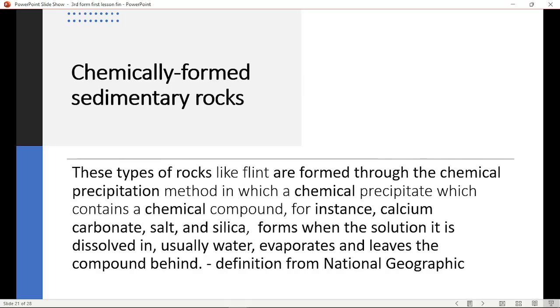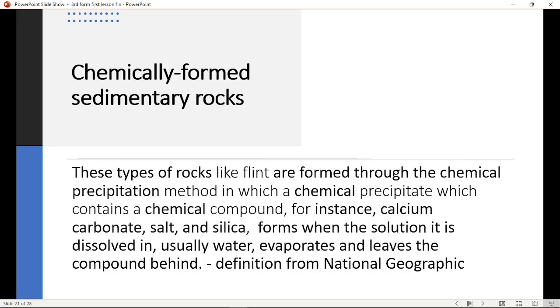Chemically formed sedimentary rocks. These types of rocks, like flint, are formed through the chemical precipitation method, in which a chemical precipitate which contains a chemical compound, for instance, calcium carbonate, salt, and silica, forms when the solution it is dissolved in, usually water, evaporates and leaves the compound behind. So think of limestone processes.